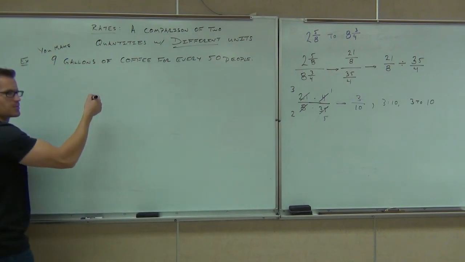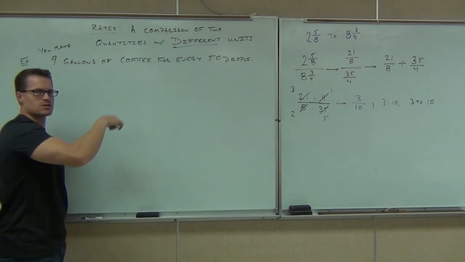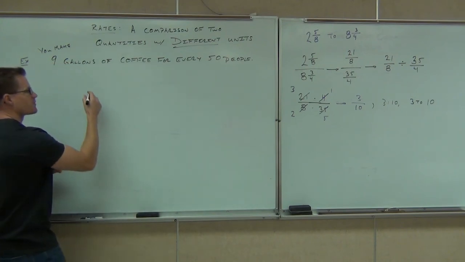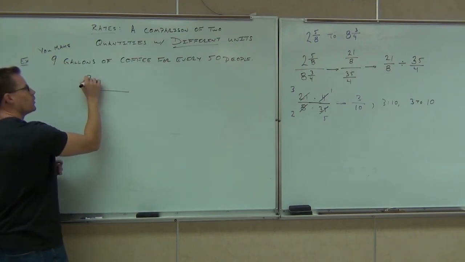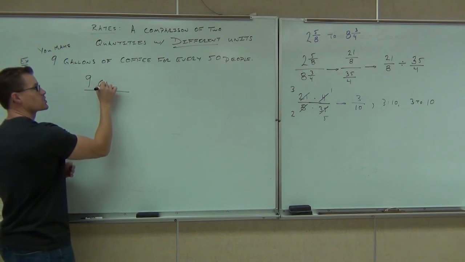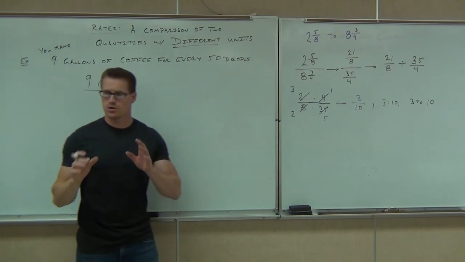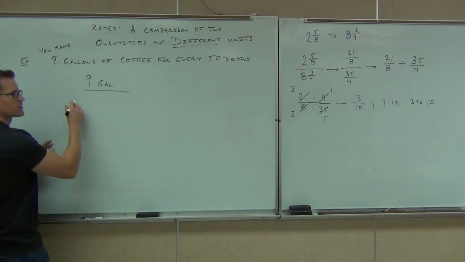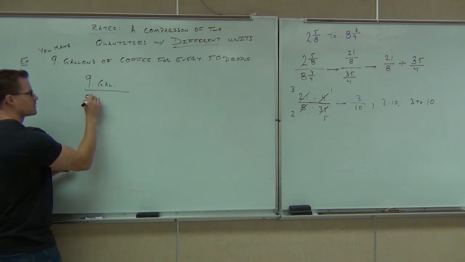So we can certainly compare this. If we make 9 gallons of coffee to every 50 people, let's write this as a fraction. What's going to go on the top of our fraction? Nine what? Gallons. Good. You got to show that because you now need to show what you're talking about. Here we're talking about 9 gallons, and we're talking about compared to how much? 50 people.